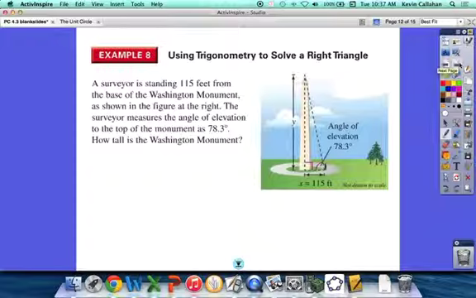So typical angle of elevation, right? A surveyor is standing 115 feet from the base of the Washington Monument, as shown in the figure. The surveyor measures the angle of elevation to the top of the monument as 78.3 degrees. How tall is the monument? Let's see. So here's our right triangle. It's not going to work very well if you don't see these lines.